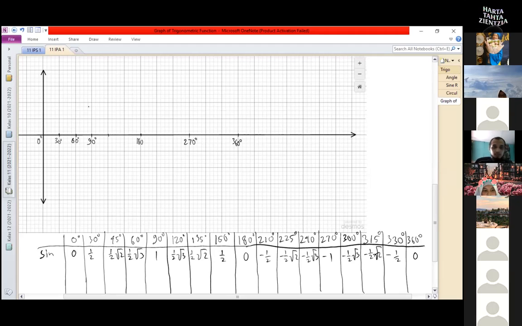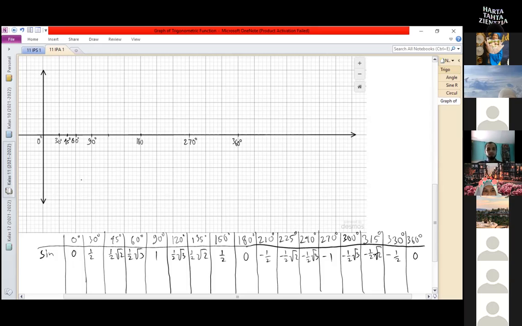I just give you this example. So if you want to draw the 45 degrees, it should be in the middle of 30 and 60 degrees, yeah. Or in the middle of 0 and 90 degrees. So it's around here, 1, 2, 3, 4. So here, this is 45 degrees.